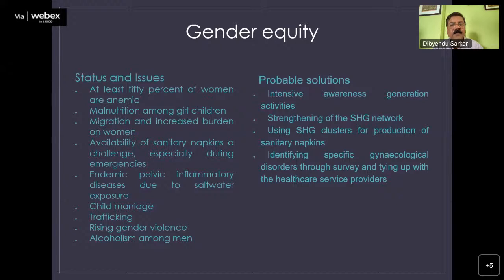Child marriage is a problem, trafficking is a problem, gender violence is on the rise, and especially during and after this corona, COVID-19, it is there. Alcoholism among men is also on the rise.